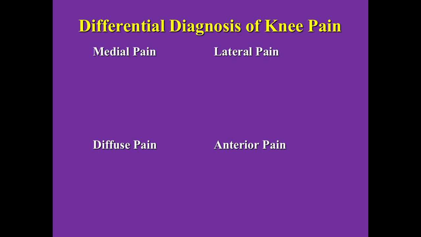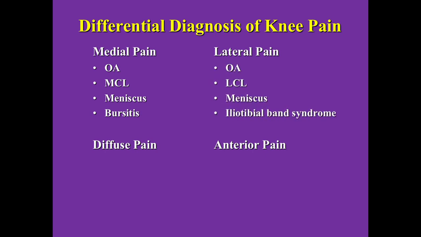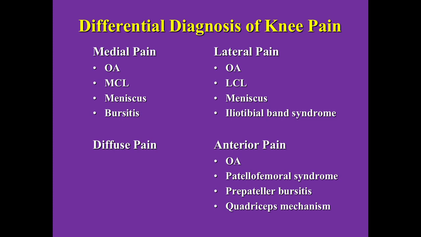Then differential diagnosis, we need to consider four components: medial pain, lateral pain, diffuse pain or anterior pain. If pain on the medial side is persisting, we need to check why it is happening. Medial pain may be due to osteoarthritis, medial collateral ligament, meniscus and bursitis. Lateral pain: we need to check again osteoarthritis, lateral collateral ligament, meniscus, iliotibial band syndrome. The third one is anterior pain: osteoarthritis, patellofemoral syndrome, prepatellar bursitis, quadriceps mechanism. The last one is diffuse pain. We need to differentiate, that is why these four components we need to check and assess. Diffuse pain: osteoarthritis, infective arthritis, gout, pseudogout, rheumatoid arthritis.